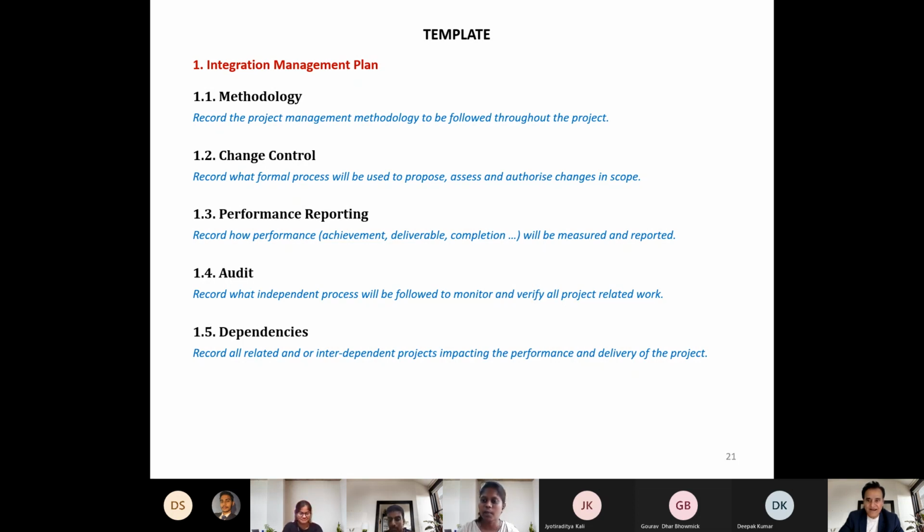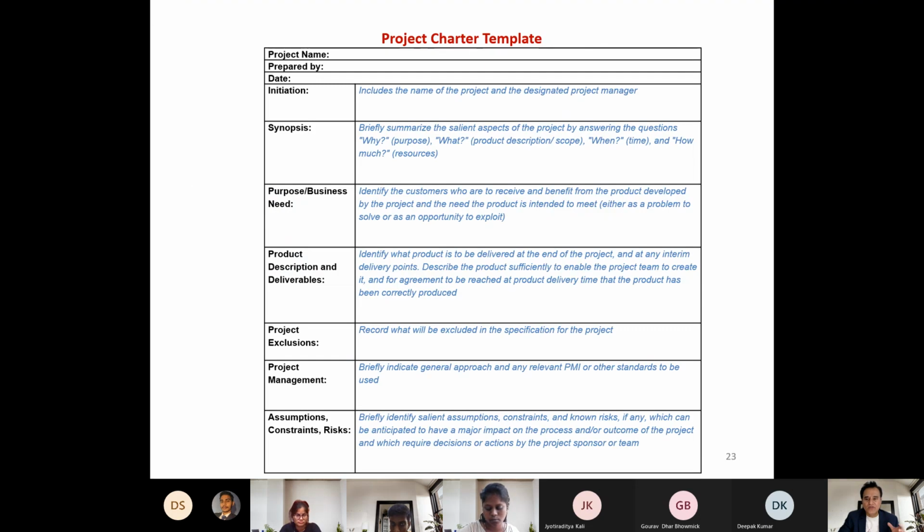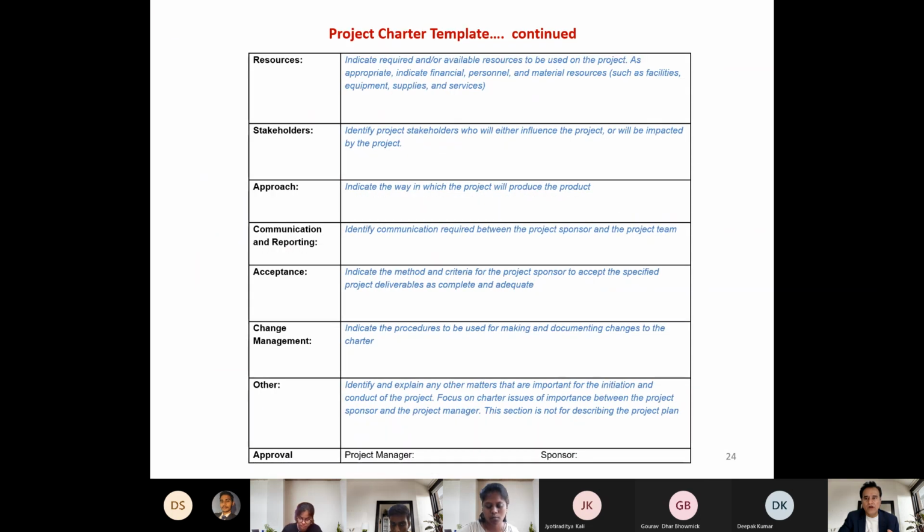So this is a template, and the other one is for project management. This is basically a standard template where you don't need to go into details. All it says is that to create a project charter, you need to get some inputs. Then you'll use certain tools and techniques, and you'll get the output. The output is the project charter. So that's the template that we wanted to show you.